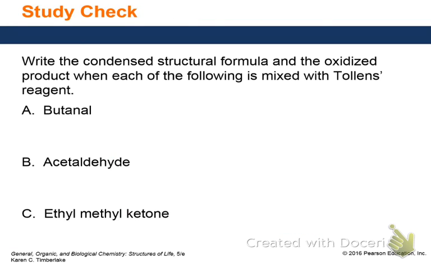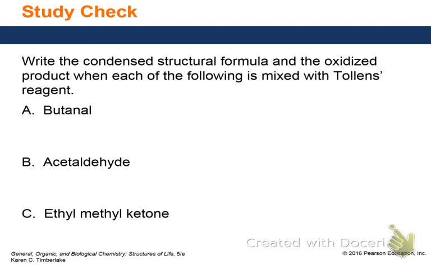Okay, so what we're going to do is we're going to write the condensed structural formula of the oxidized product of each of the following when mixed with Tollen's reagent. Okay, so Tollen's reagent, if you remember, is the silver mirror test. It detects simple aldehydes. Okay.